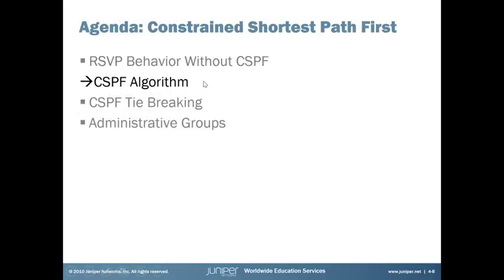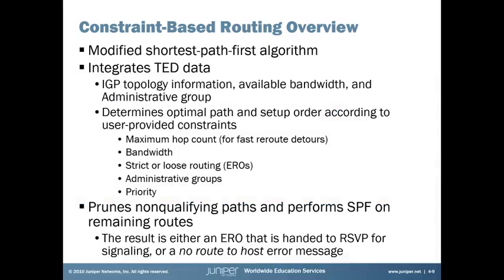Okay, so let's get into the CSPF algorithm, constraint-based routing. So first of all, it is a modified shortest path first algorithm. We integrate this thing called a TED, which stands for a traffic engineering database. So we're integrating this data that's in our traffic engineering database.